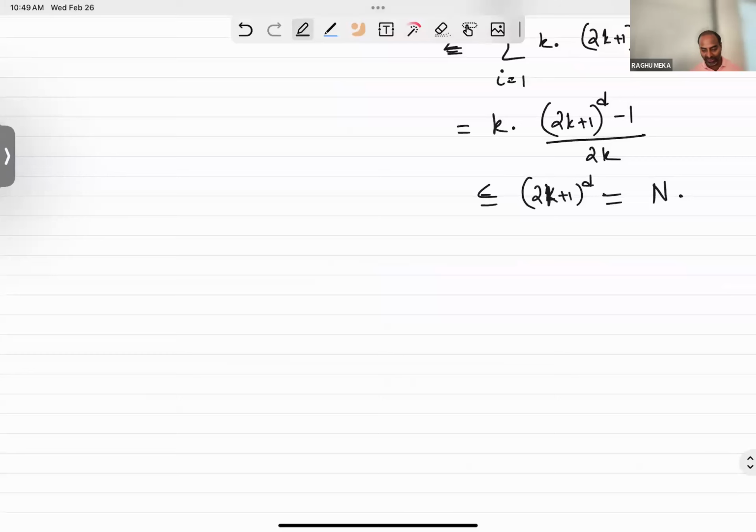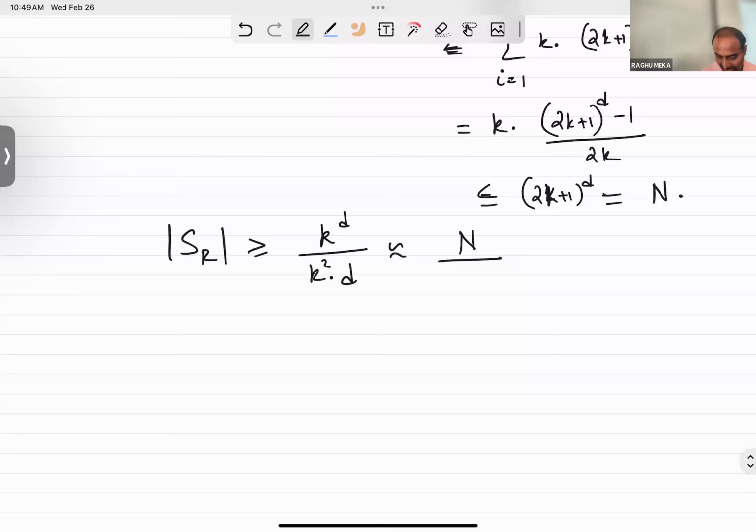And how many points did we pick? The number of such points is at least k^d divided by k squared times something, which is roughly N divided by 2^d times k squared times something.